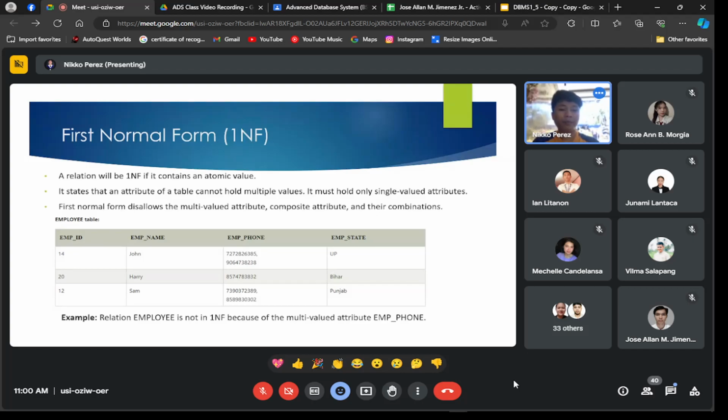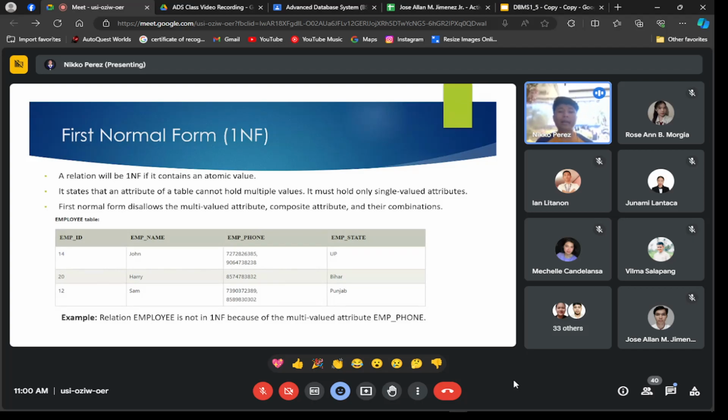Okay. Try to look at the table for our employee as our example for the first normal form. Diba? This employee relation has a multi-valued attribute. So it is not yet in first normal form. The goal of first normal form is that it should contain atomic values. So why do you think it did not pass the first normal form? What are the reasons? Or what is the reason?